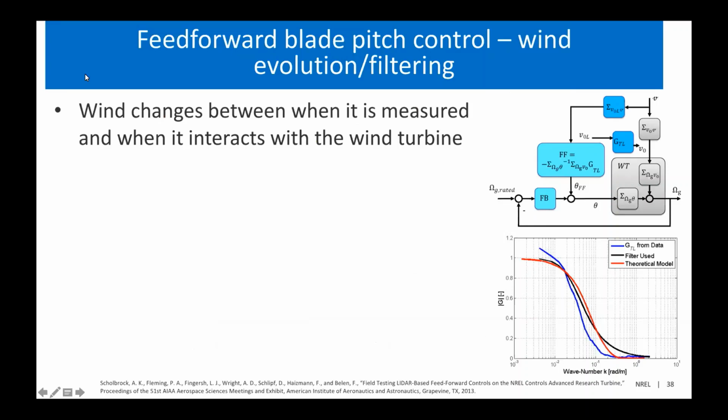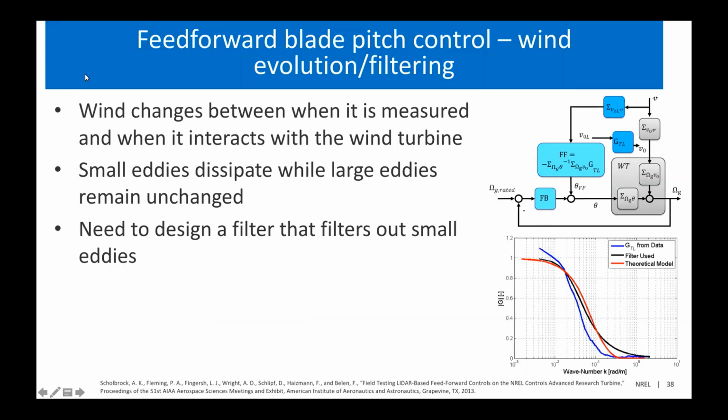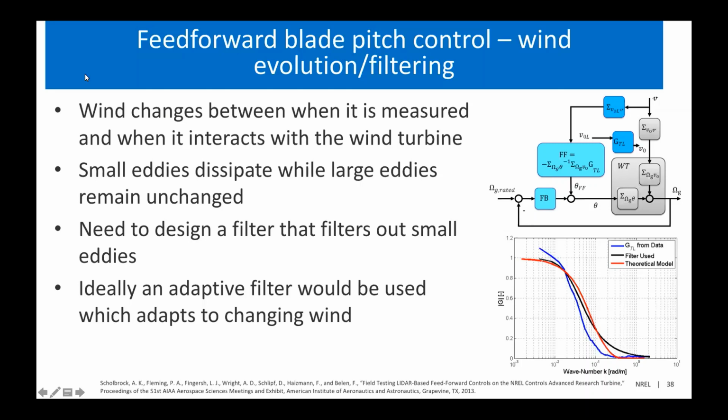As I said before, the wind is going to change between when it is measured and when it interacts with the wind turbine. Small eddies in the wind will dissipate, while large eddies will remain mostly unchanged between when the LiDAR measures it and when it impacts the wind turbine. So we need to design a filter that filters out the small eddies, but still keeps the large eddies there. And then ideally we would use an adaptive filter which would take the measurements and adapt to the changing wind as it impacts the wind turbine over time.